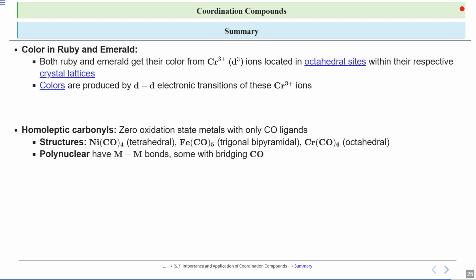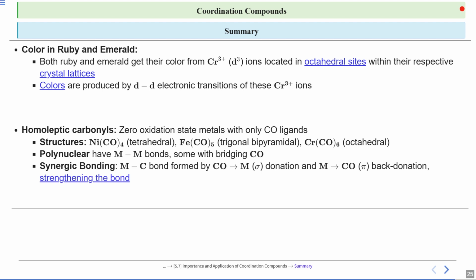Then we saw polynuclear carbonyls, which have M-M bonds, that is metal-metal bonds, and some also include bridging carbonyls, which strengthen the structure of the complex. We also saw the synergic bonding concept, where the metal-carbon bond is formed by sigma donation of carbonyl electrons to the metal and pi back donation from metal electrons to the carbonyl ligand. This synergic effect strengthens the bond between the carbonyl and the metal.